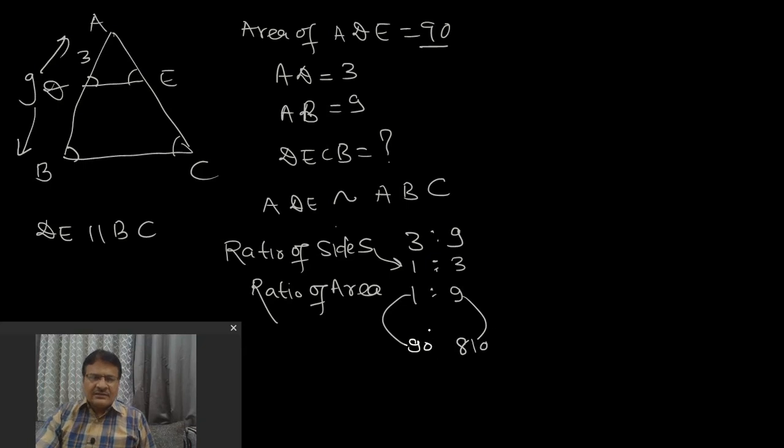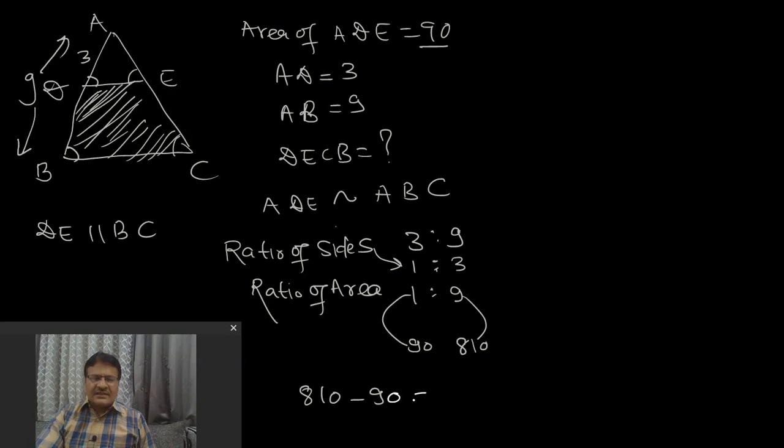Is that clear? So this 810 is the area of the complete triangle ABC, and this 90 is the area of ADE. I have to calculate this area, so the required area would be 810 minus 90. Is that clear? So it would be 720. That is my answer.